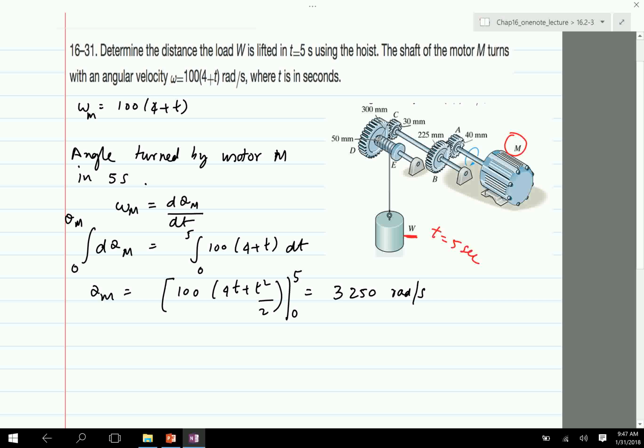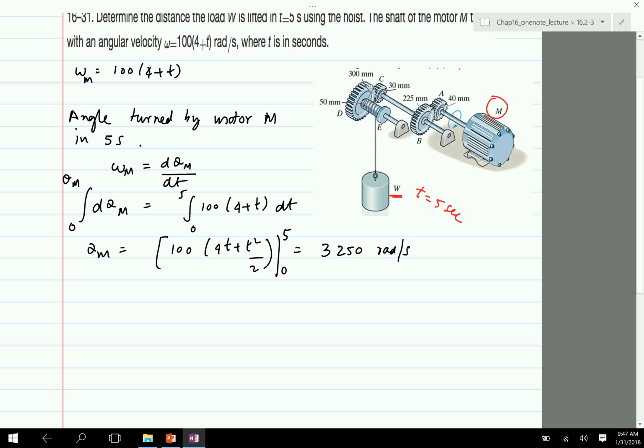Once we have theta m, I'll go through the whole chain of gears and come to the point where I can find the angle turned by E. Once I can find that, it's just a matter of multiplying with the radius to find the height moved up. I'm going to do it all symbolically and then substitute in the end. So theta m is going to be the same as theta a. Do you agree? The angle turned by the motor M is the same as the angle turned by A, because there's a shaft which connects M with A.